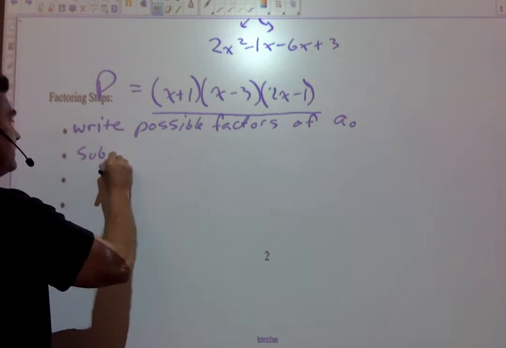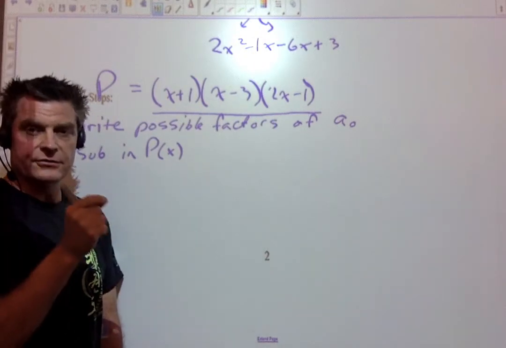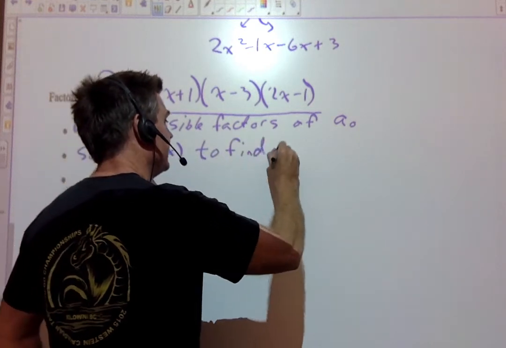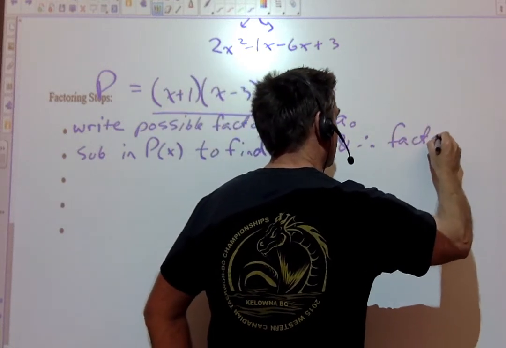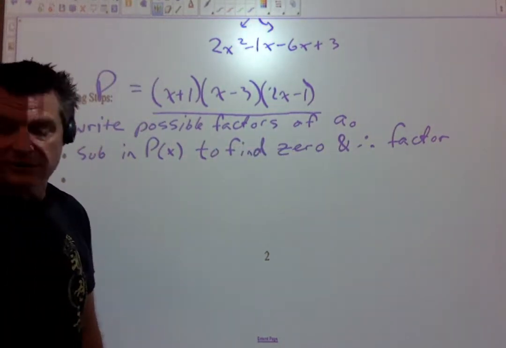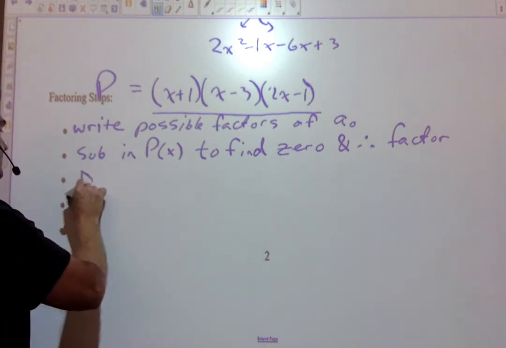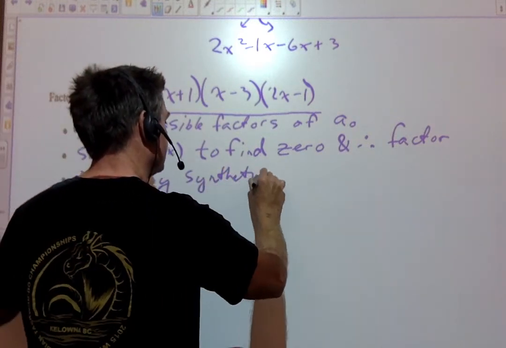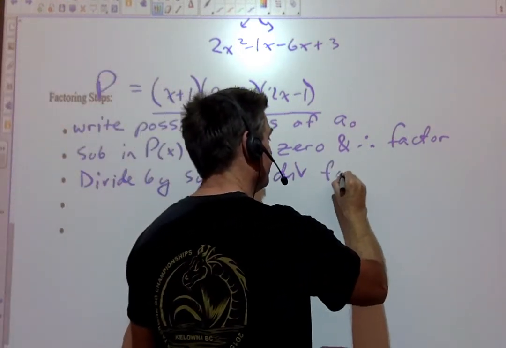I'm going to sub into p of x until I get a 0. Because you're going to plug in a number, you're looking for 0. Once it's equal to 0, you know that's a remainder of 0, and therefore you have a factor. Once you have that first factor, now I can take that factor and I can divide it in. Divide it in by long division, divide it in by synthetic division, doesn't matter. Whichever one's easier. In this case, synthetic is awesome. So divide by synthetic division until you get the quotient.